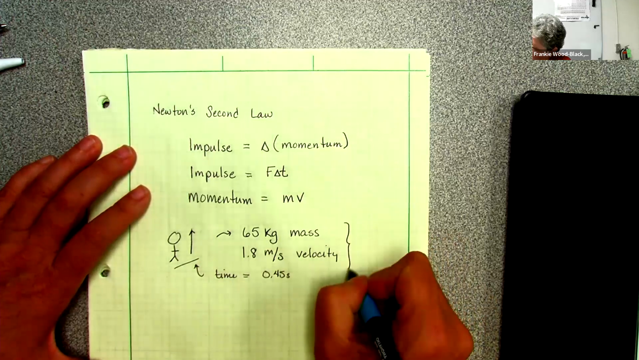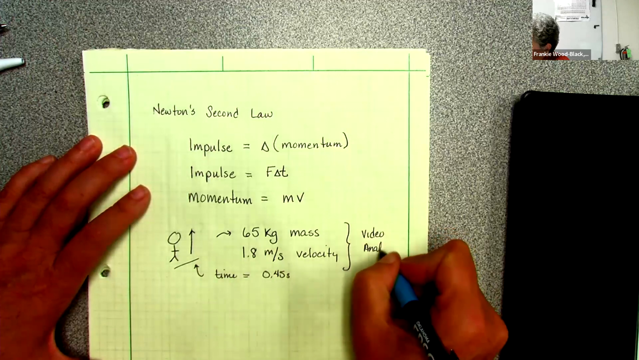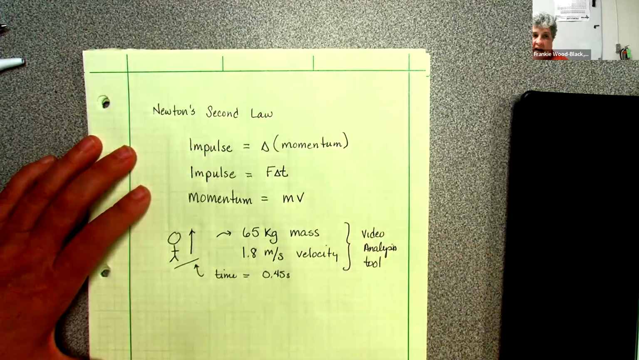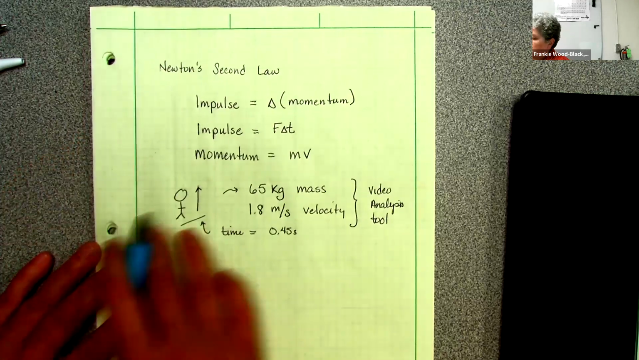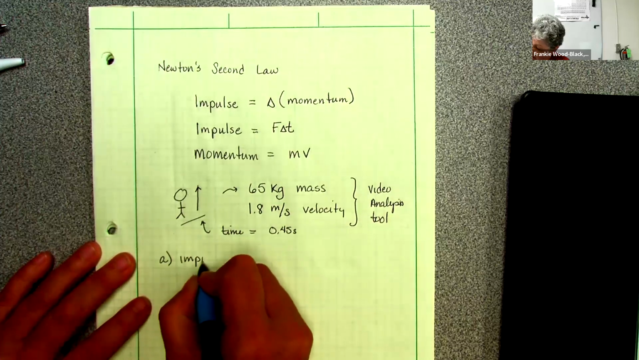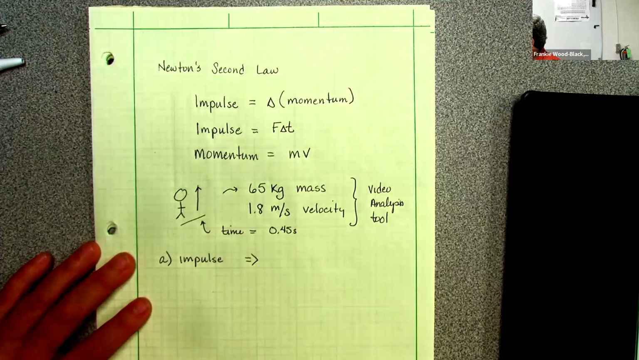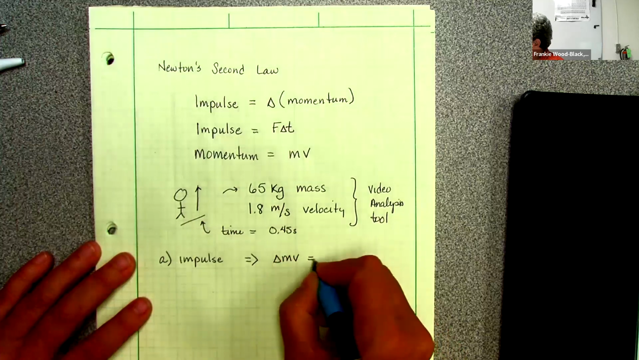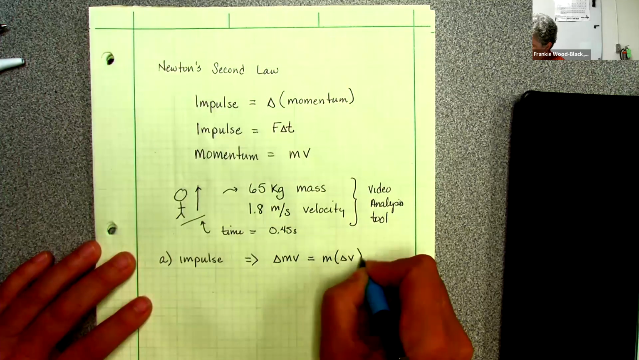And this makes a lot of sense because we've been able to use our video analysis tool to be able to record some of that data. So we could actually do this. So what we want to do, we're going to use this data and we're first going to find the impulse. Well, that's easy enough. That's going to be our change in momentum, which is going to be our mass times our change in velocity.